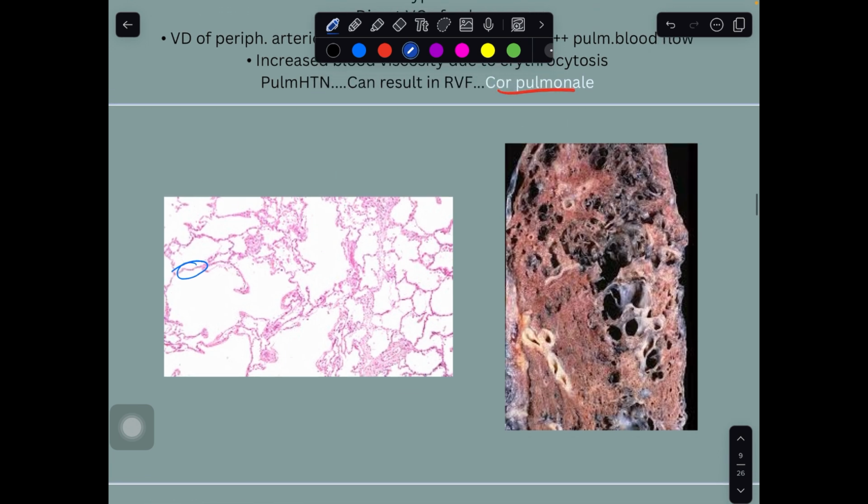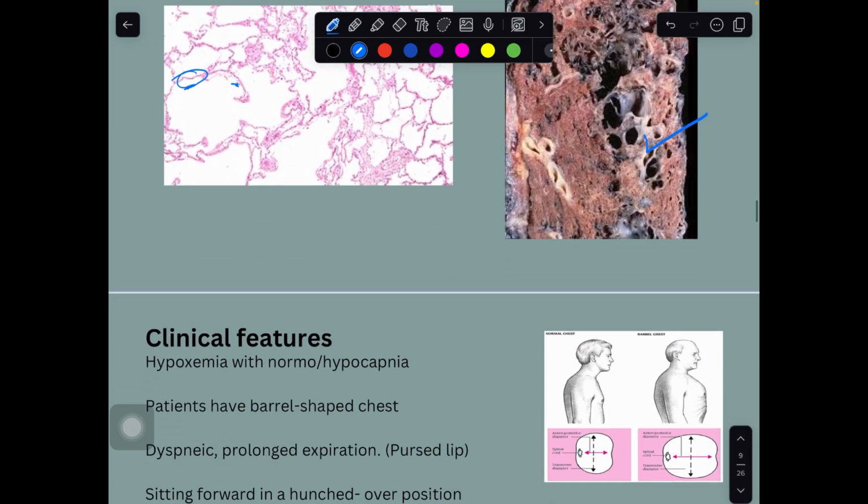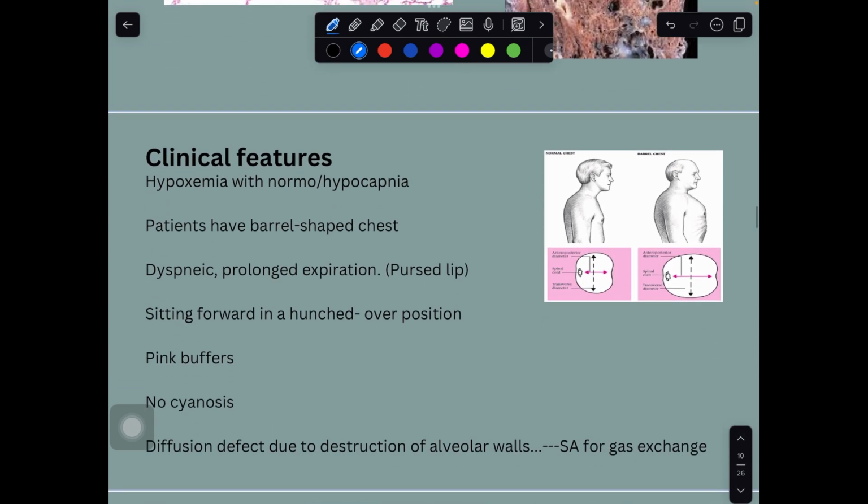These are just the slides. This is emphysema in patients. You can see the dilated air spaces and the thin septa here, right? And here, grossly, you will see the dilations. Clinical features are very important. These are words that you can look at and realize in the question that this is emphysema.